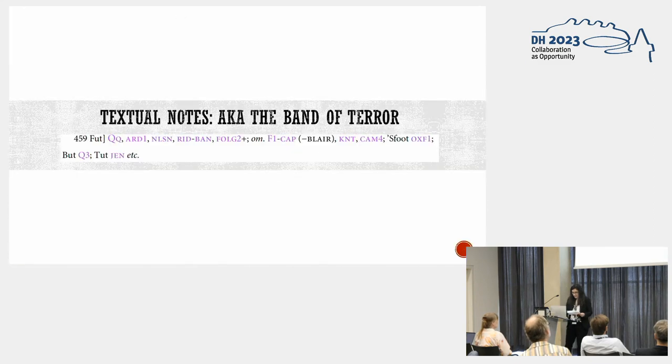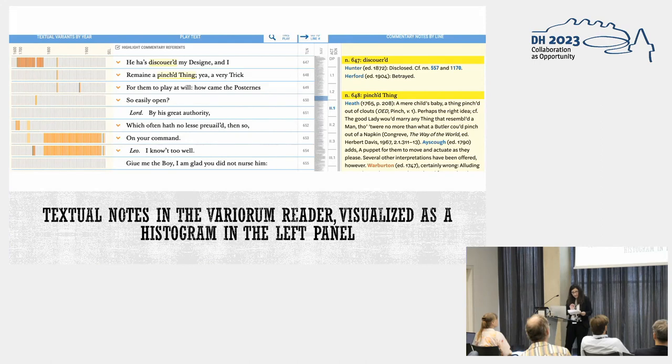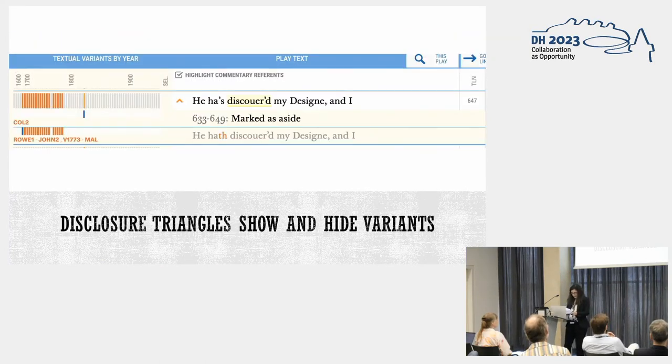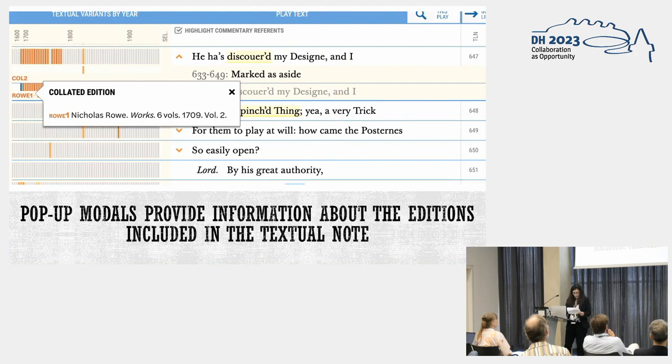And the Band of Terror, this is another hairy one, records all of the variants in the editions that have been compared to the 1623 copy text in this kind of shorthand that makes reading it difficult for anyone who's not familiar with variorums. Our interface, however, visualizes these textual notes as a histogram in the left panel and records all the variants across editions in chronological order, showcasing different textual variants in a color-coded sidebar that can be expanded by clicking on disclosure triangles.